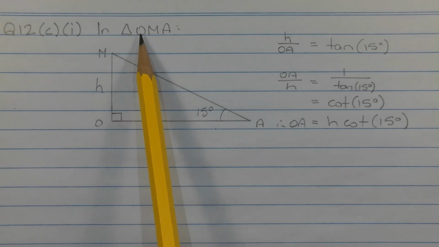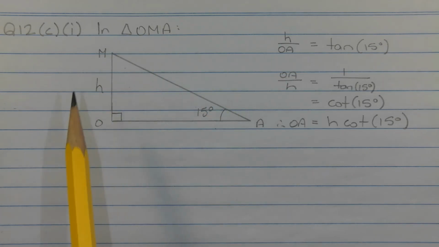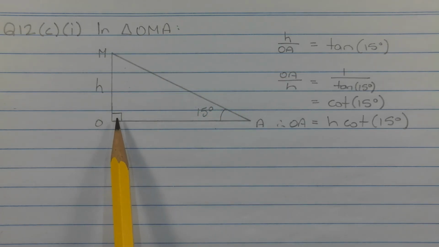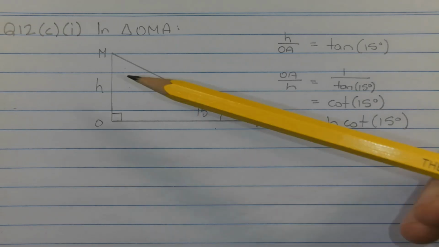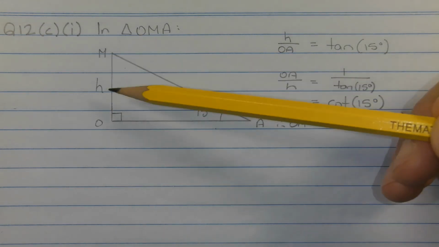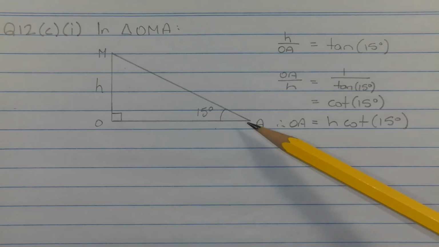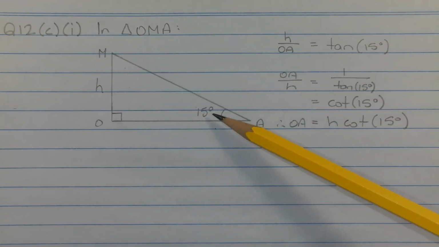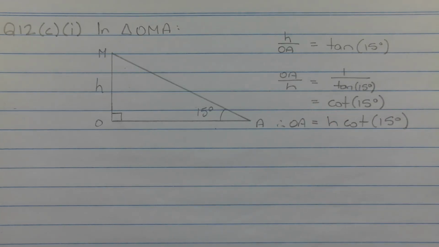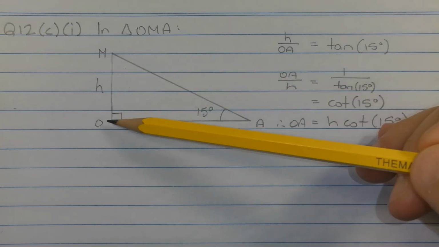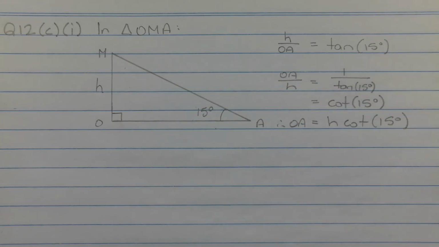Consider triangle OMA. Now I've sketched that triangle here. We have a right angle here, angle MOA. Now the height of the mountain is OM, which is indicated with the lowercase h, and the angle of elevation from point A to the top of the mountain is 15 degrees. So we can use regular right-angled trigonometry, or SOHCAHTOA, to come up with an expression for OA in terms of h. So opposite over adjacent is equal to tan 15 degrees.